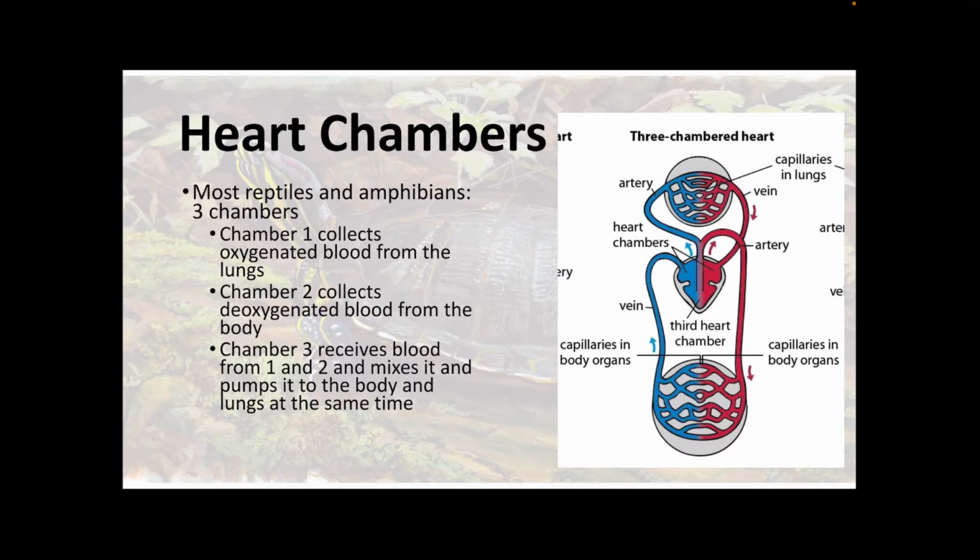Most reptiles and amphibians are going to have 3 chambers in their heart. The first one, again, collects all of the oxygenated blood from the lungs. Then they send it out, and the second chamber collects all the deoxygenated blood from the body. And then the third chamber receives blood from both the first and second chambers and mixes it, and then it pumps it to the body and the lungs at the same time. So that's an interesting twist.